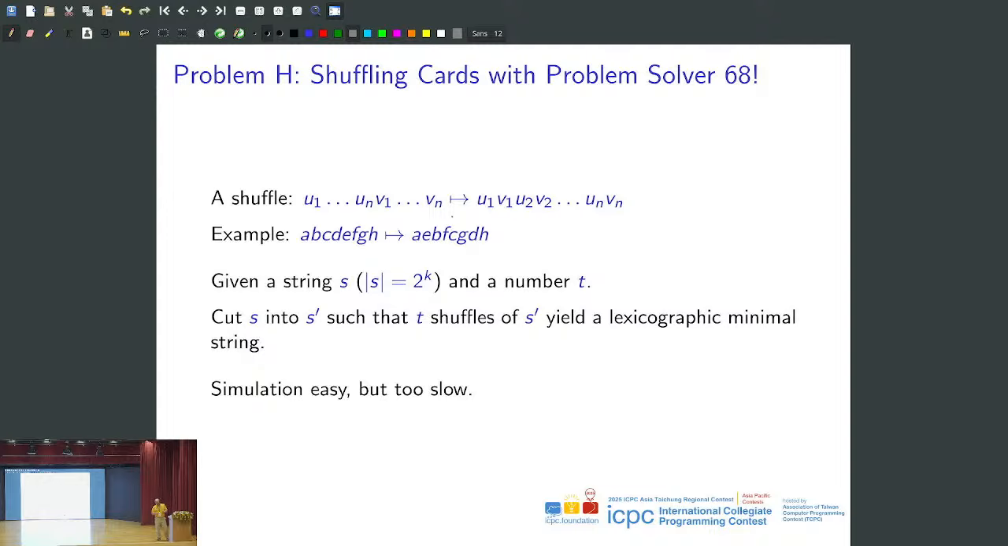and you want that after the shuffle some nice result occurs. In a card game, of course, it would be that you get favorable cards. Here it's that the string that you get is the lexicographically minimal one. So you cannot simulate it, this takes too long. And I consider this a really, really difficult problem already.